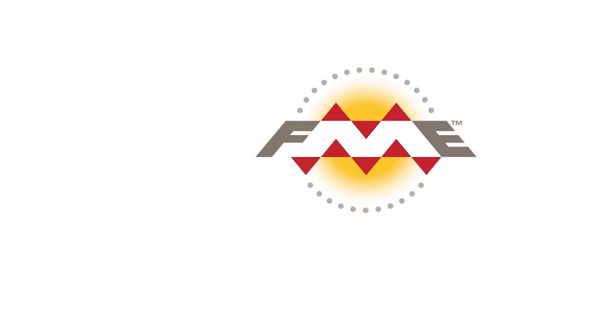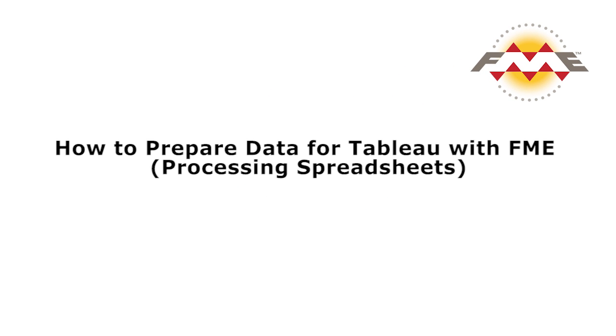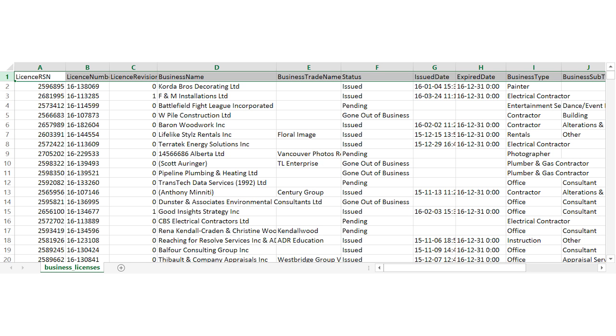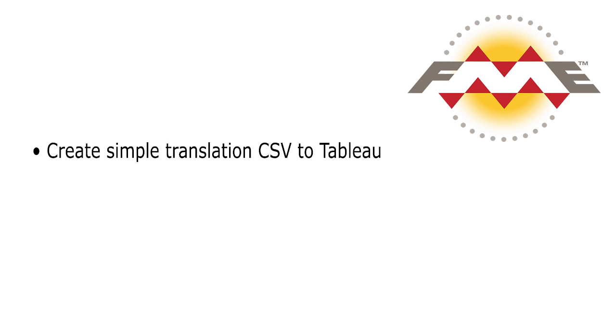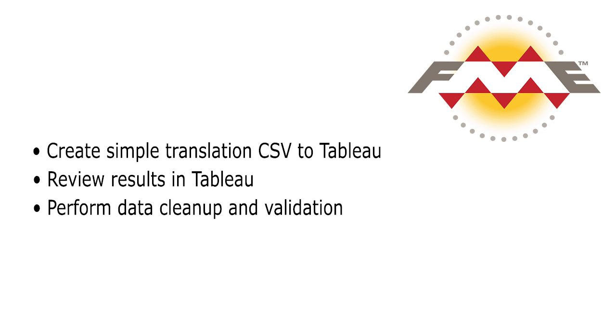In this tutorial, we will use FME to prepare data for Tableau. More specifically, we will perform some data validation, manipulation, and cleanup on business license data in CSV format before loading it to Tableau. We will start by creating a simple translation, look at the results in Tableau, then come back to FME to do the data validation and cleanup.